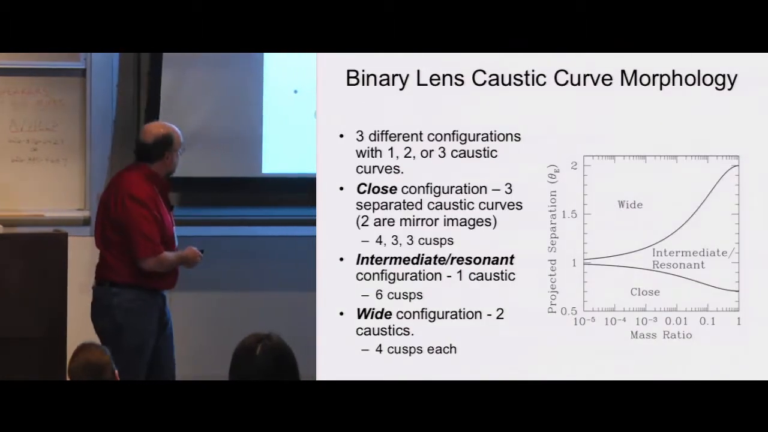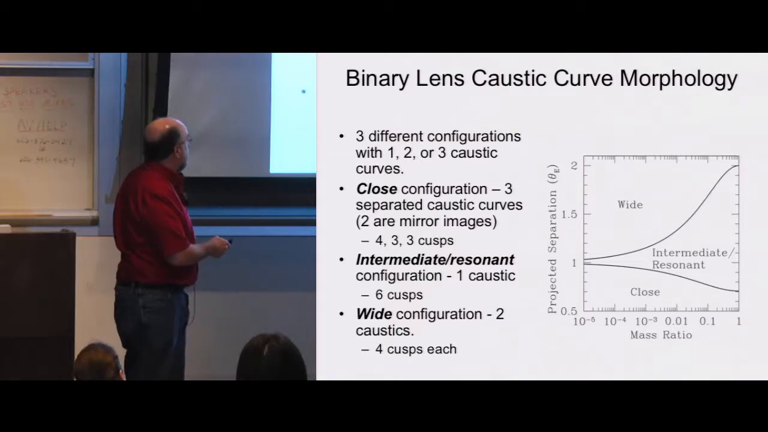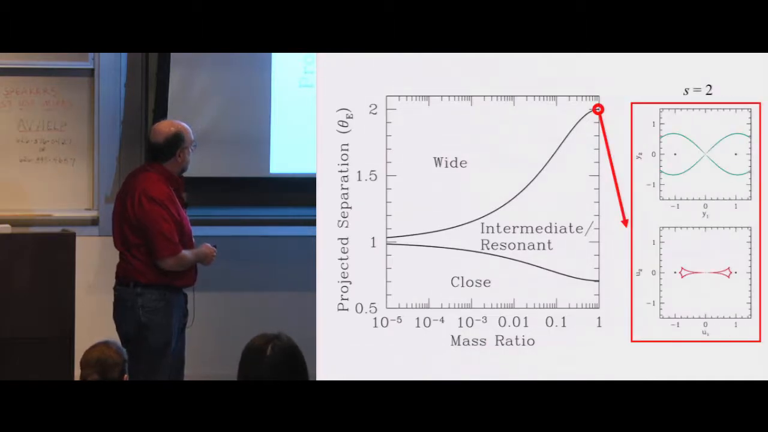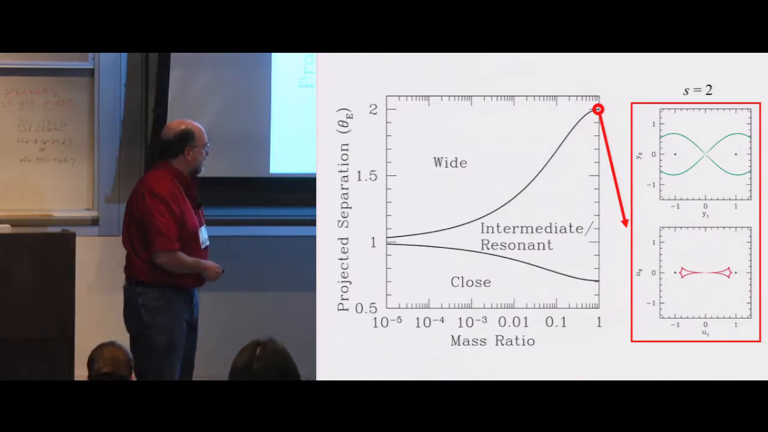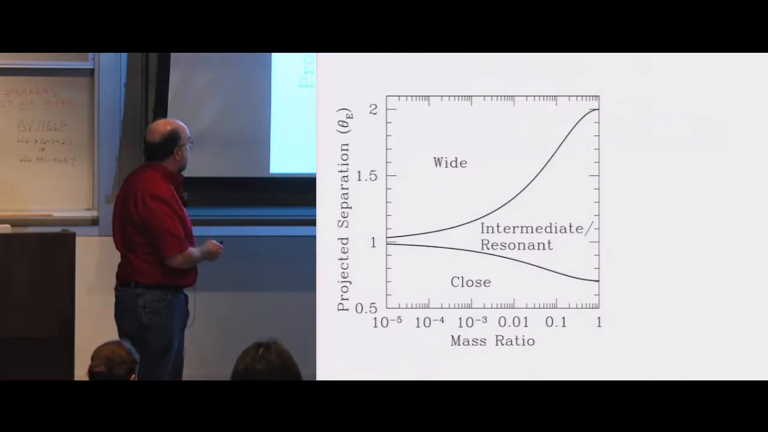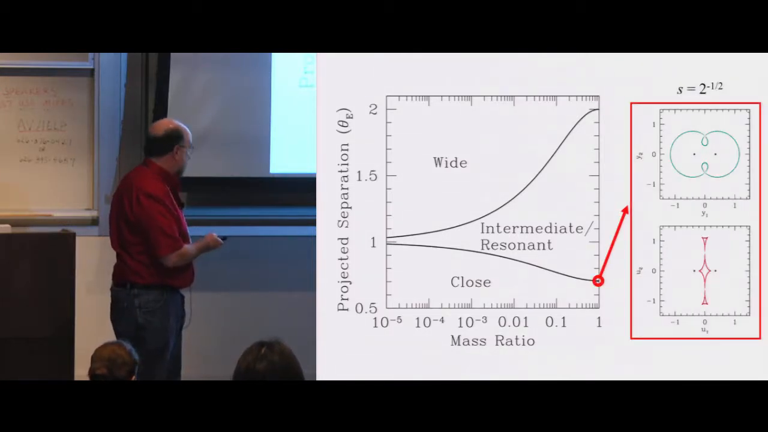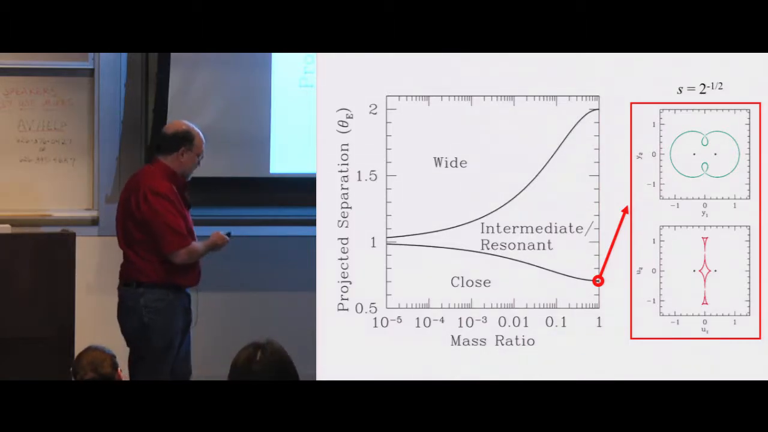All right, and I think Scott showed this as well. This is the wide, close, and intermediate caustic. So I'll go over this pretty quickly. For equal mass lenses at separation of 2, you have this case where we have 2 outer caustics, just splitting between 1 caustic with 6 cusps and 2 caustics with 4 cusps each. Then at a separation of 1 over the square root of 2, you have this central caustic splitting up into 3, 2 triangular caustics and 1 with 4 cusps in the middle.